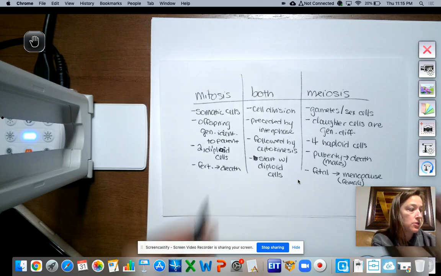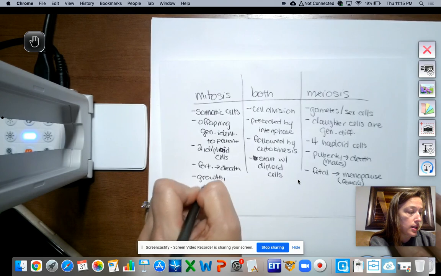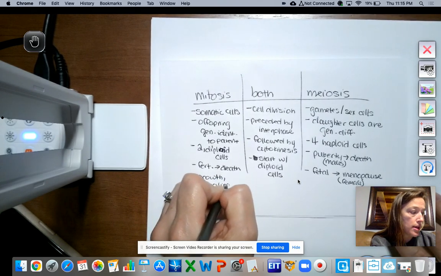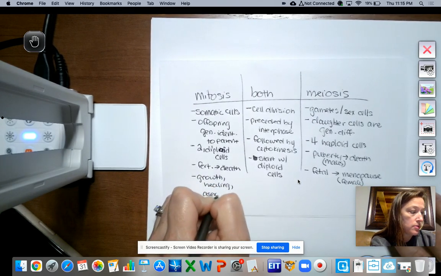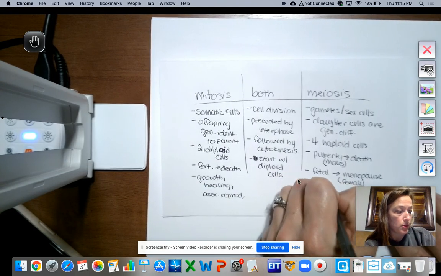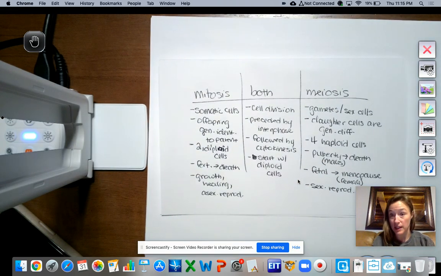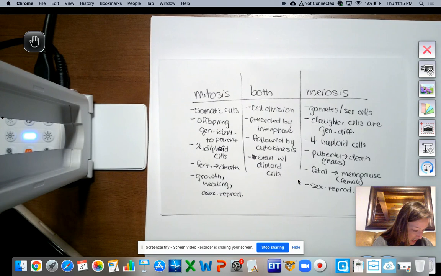The purpose of mitosis is growth and healing, as well as asexual reproduction. And the purpose of meiosis is sexual reproduction. That's it. No other reason to do meiosis other than to produce sperm and egg. And I think that's pretty much it.